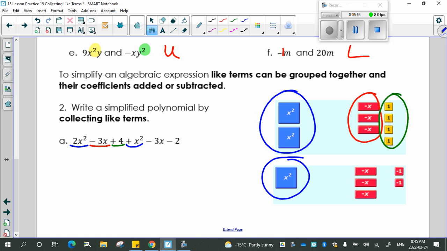And then I've got negative 3x. Well, I chose red for terms ending in x, so whatever color you chose for x, you're going to underline. And then I've got negative 2, a plain number, so I chose green for a plain number. And there's my negative 2.